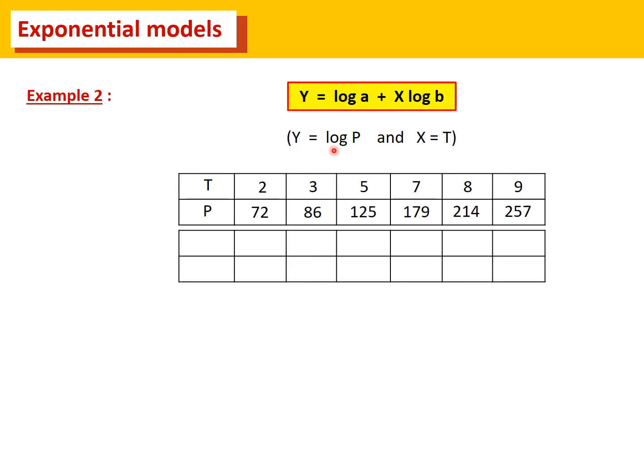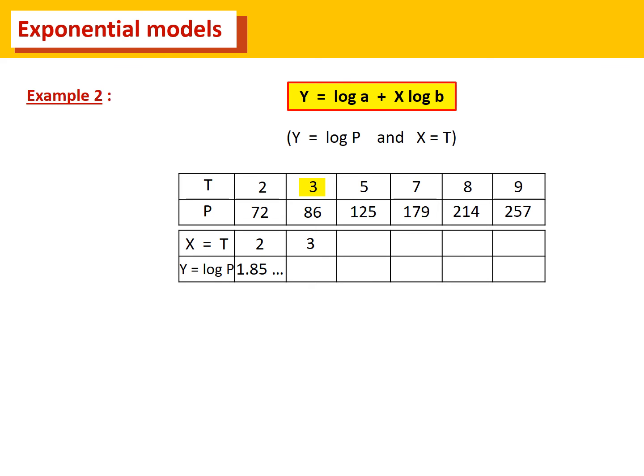We let y equal log p and x equals t. So from our original table, which is here, our x value is just t. So we're going to keep these t values that were given to us. But we don't want the p values, we want log of p. Those will be our y values. So we're setting up a new table in order to draw this straight line graph. When t is 2, x stays at 2. And when p is 72, y equals the log of p, which is 1.85.